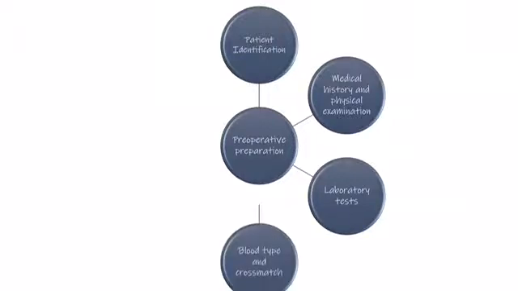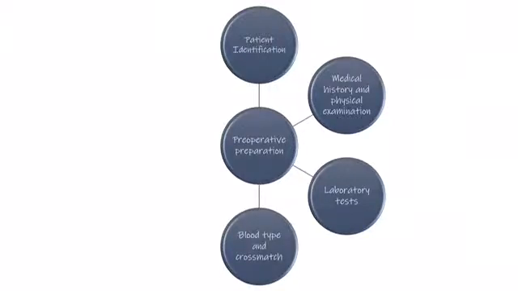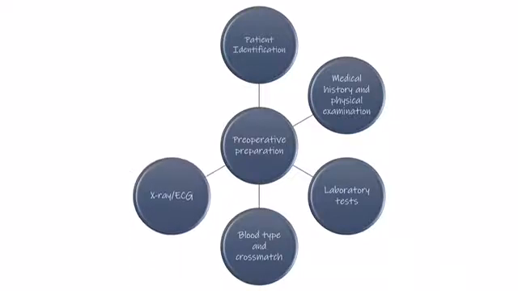And next is the blood type and cross-match. So if a transfusion is anticipated, the patient's blood type is typed and cross-matched. And then many patients prefer to have their own blood drawn and stored for later transfusion. And next point is X-ray and ECG.